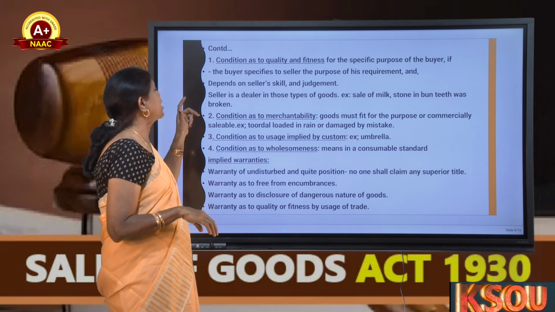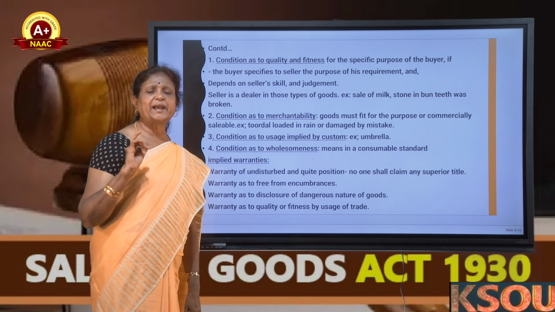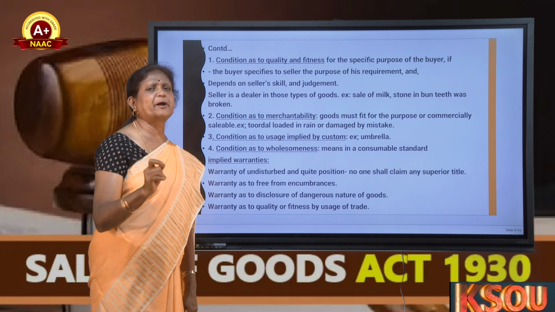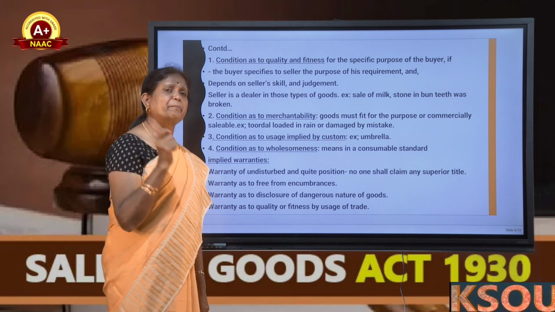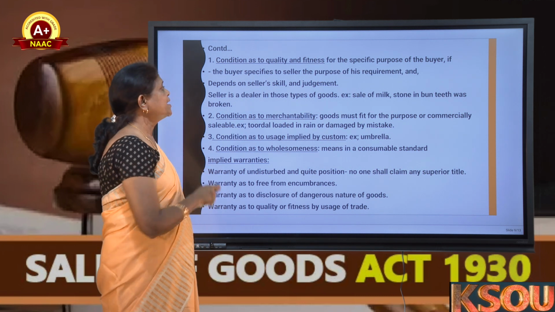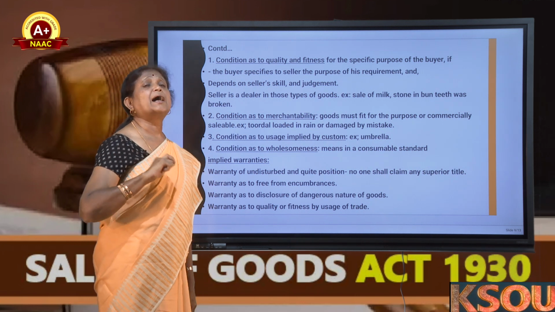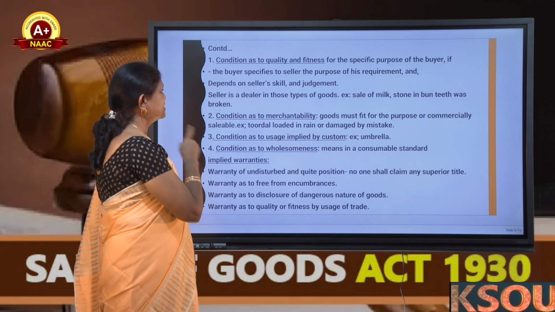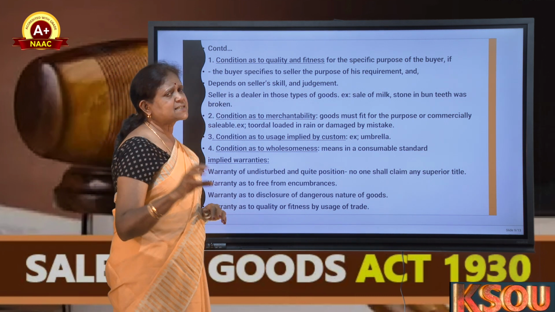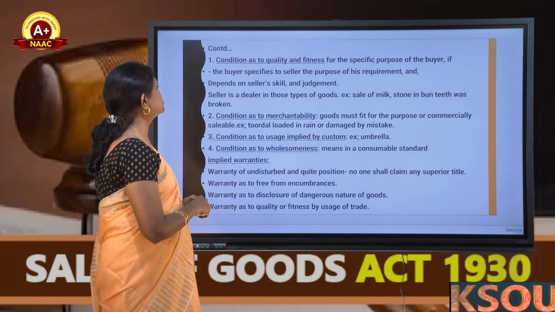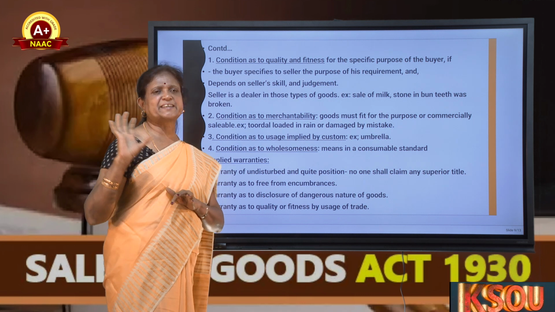Suppose the goods have been sold with a condition as to quality and fitness. Quality and fitness means the purpose for which the buyer is buying those goods was made known to the seller. In such cases, the seller cannot sell other than those goods. Say for example, if the buyer wants to buy some goods and he specifies to the seller the purpose for which he requires them.